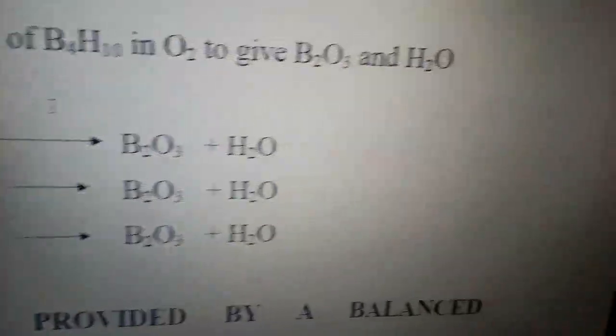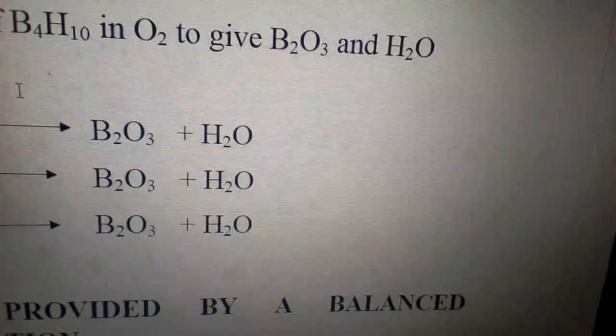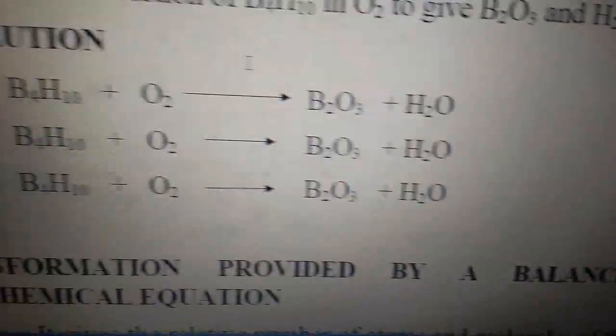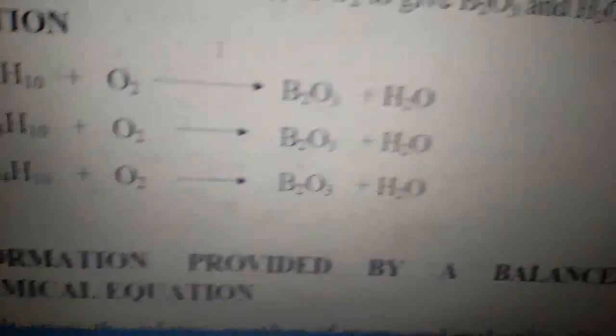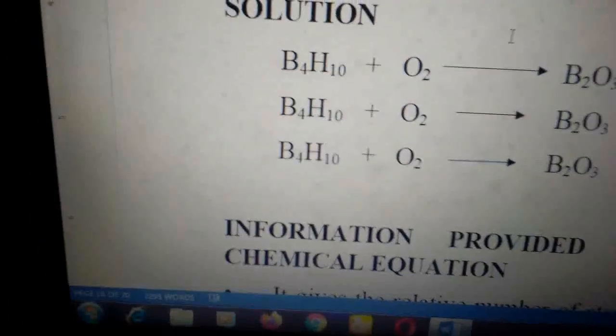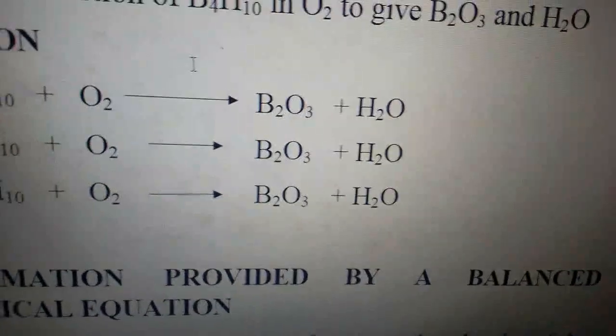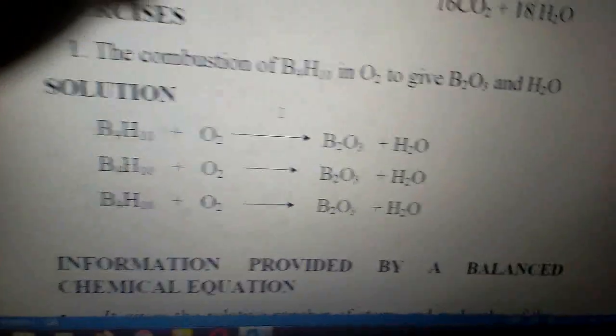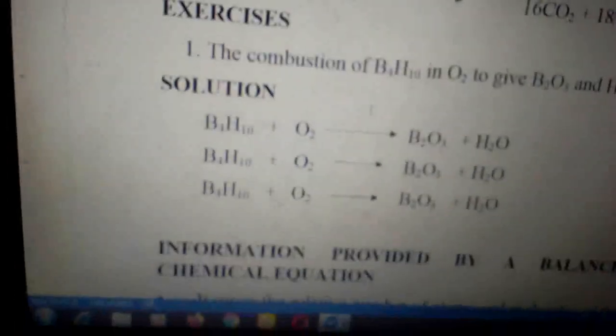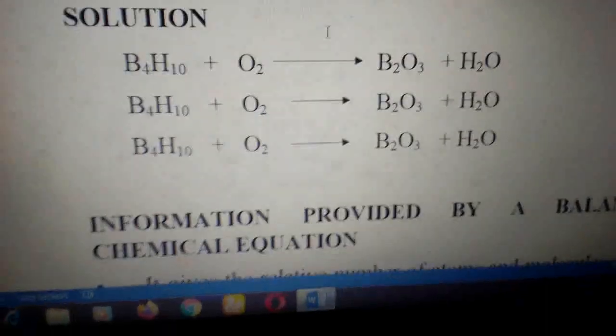And we're given the product already. The products are boron trioxide and water. We'll write the products on the right hand side. So this reaction involves 2 reactants and also 2 products. So we have to start balancing the equation. So we'll go into the business of balancing the equation.